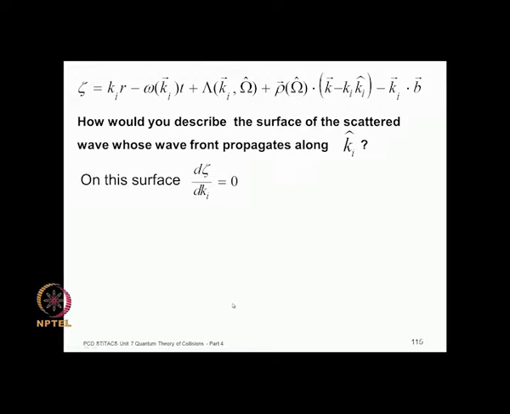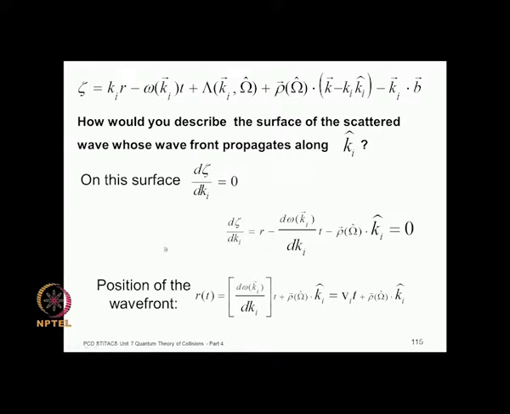So, zeta is the net phase of the scattering amplitude, and we ask the question, how would we describe the surface of a scattered wave whose wave front propagates along the unit vector Ki, which is the unit vector along the central momentum direction. So, the criterion would be that on the surface d psi by dk would be 0, and this leads us, by simply taking the derivative of this with respect to k, to a relationship which tells us how the wave front propagates, like a classical object, like a classical kinematic relation, and we find that it travels at a group velocity, and then it seems to have originated from a slightly different point.